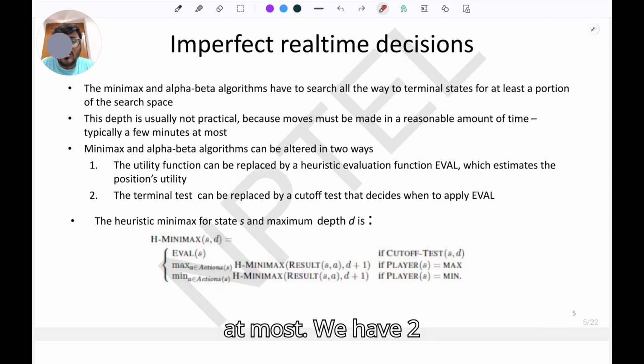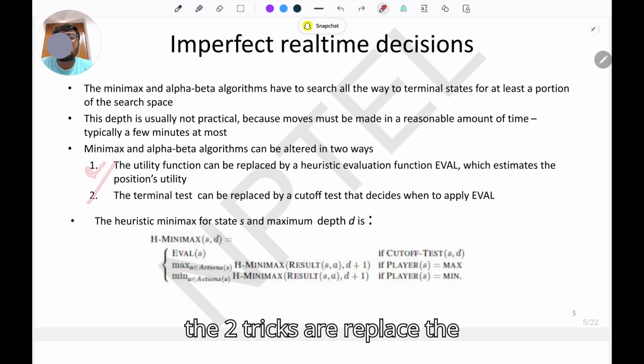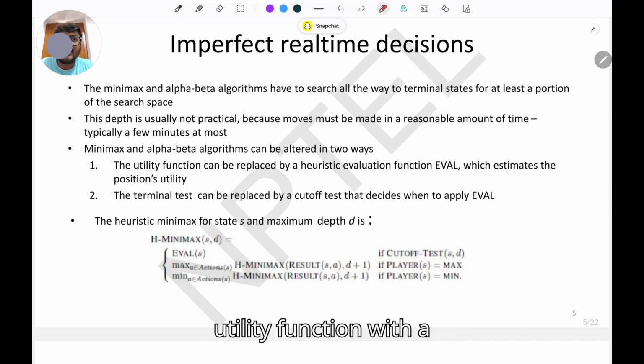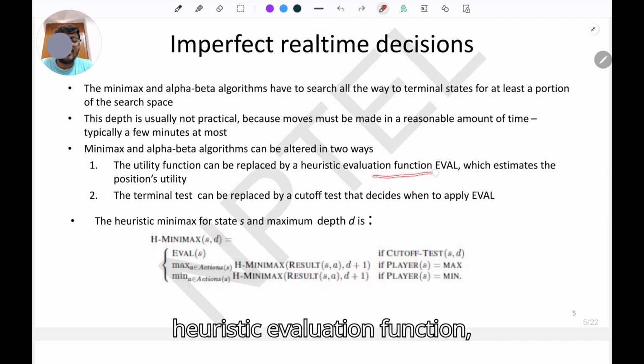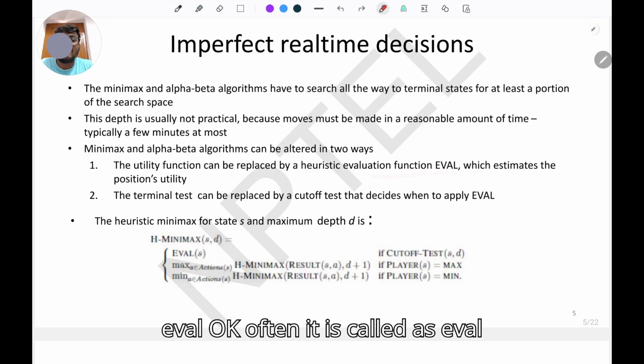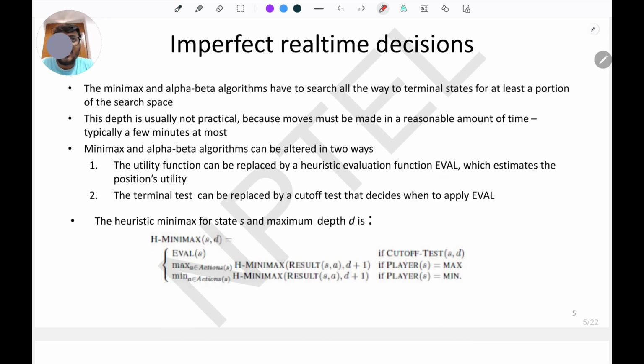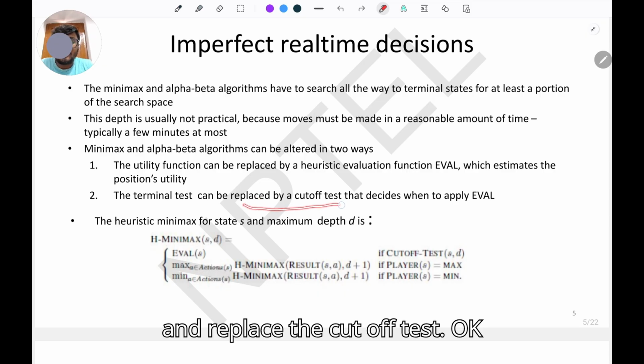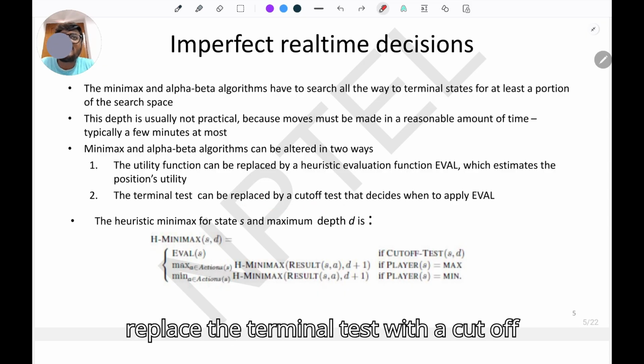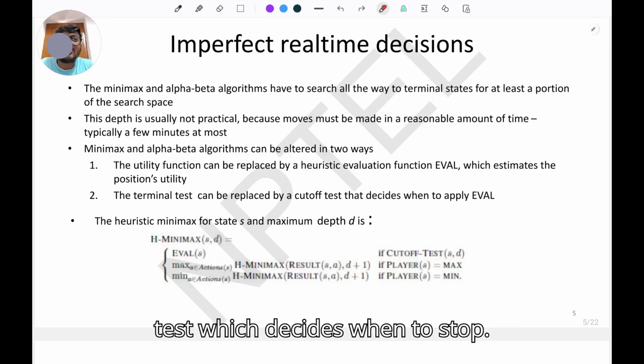We have two key tricks. The two tricks are: replace the utility function with a heuristic evaluation function, often called eval. And replace the terminal test with a cutoff test which decides when to stop.